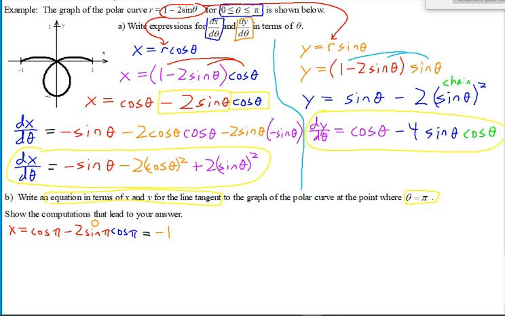And now let's find the y-coordinate. Again, we use this one right before we found the derivative. So y equals sine of pi minus 2 times the sine of pi squared. But remember, we just figured out sine of pi is 0. So 0 wipes out both of these, so we just get 0 as our y-coordinate. So now we know negative 1, 0. There's our point of tangency we'll use for the tangent line.